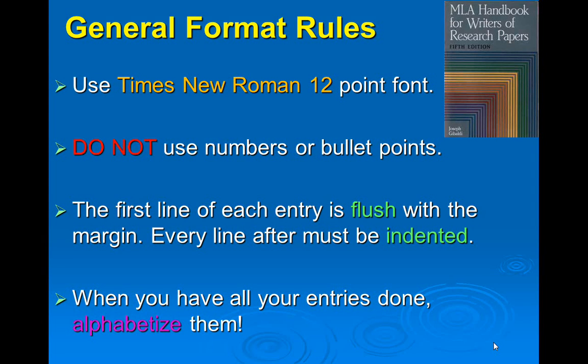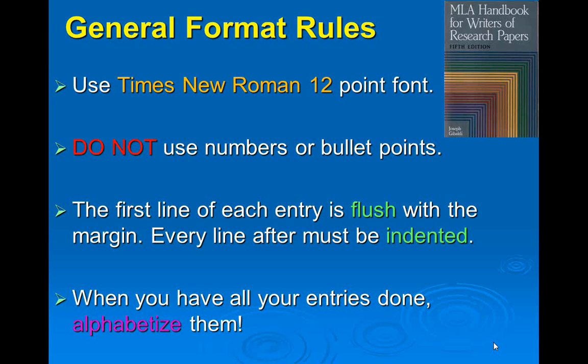So the first thing we want to talk about is just general rules that you want to use regardless of which thing you're making, a works cited page or a bibliography. You still want to use Times New Roman 12-point font for all of your entries. Do not put numbers or bullet points in front of them. You just start with whatever the first letter is in your entry. The first line of each entry is going to be flush with the margin, and every other line is going to be indented. And then when you have all of your entries done, alphabetize them.